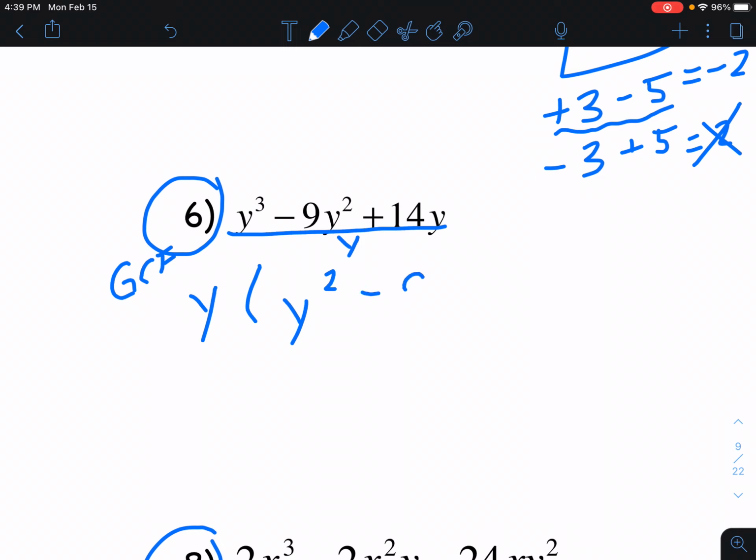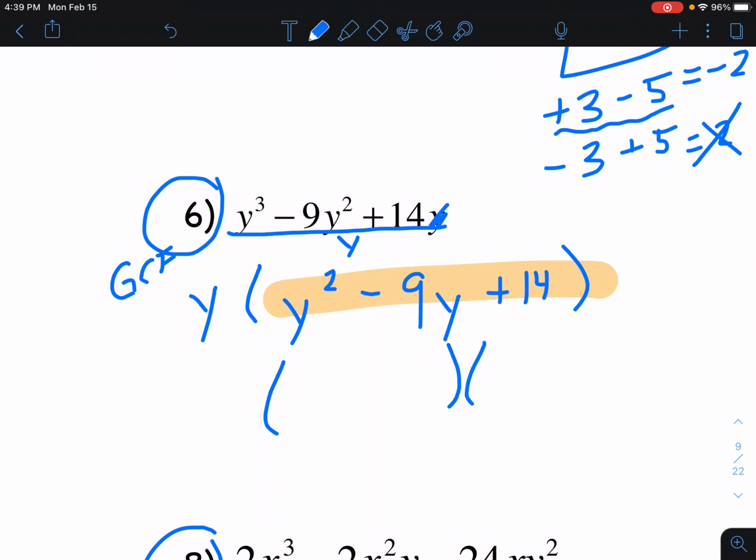Bring down your -9. Then the y squared divided by y is y. And then carry down the +14. The y would cancel there. No more y with the 14. So now what's left over in the parentheses is an easy trinomial. So let's break that up into two binomials.